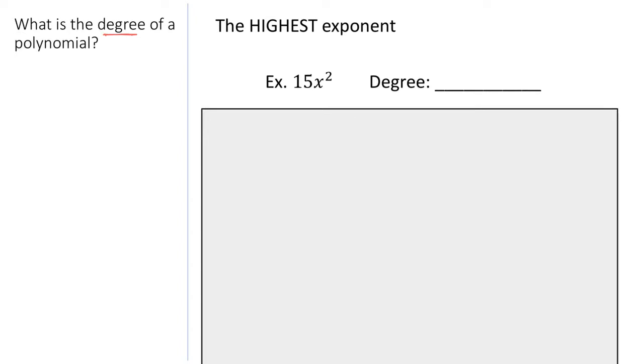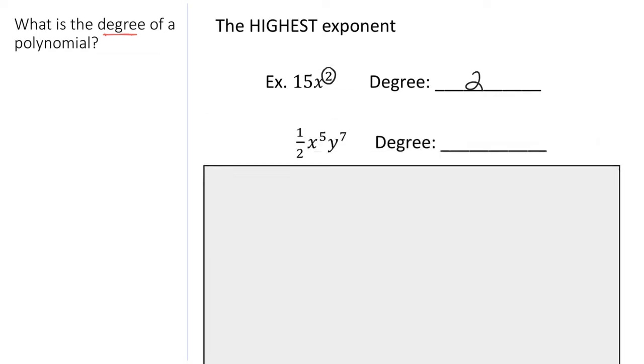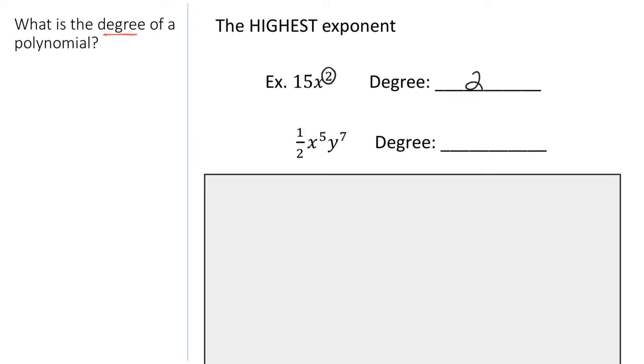So here's our first example. First off, this would be a monomial because it is just a single term. Well, if I look here, the only exponent I have is 2, so the degree of this polynomial is 2. This one gets a little trickier. It's still a monomial, one term, but do you see how it has both a 5 and a 7 in it? If you have multiple exponents, in order to find the degree, you have to add them together. So this degree would be 12.